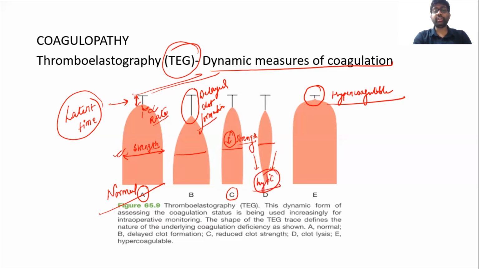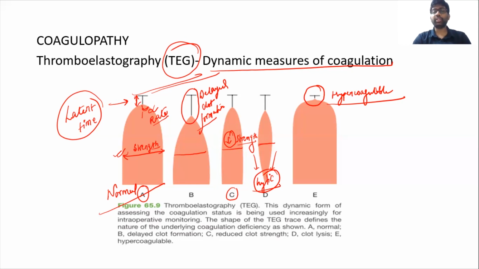So this is very, very important for us to know: thromboelastography. This is not routinely done, but it has been recommended in patients with trauma and in patients with liver transplantation. This is recommended because it gives you a dynamic measurement of the coagulation parameters.